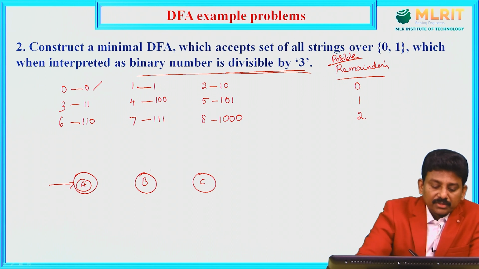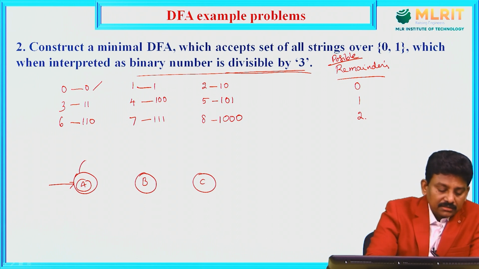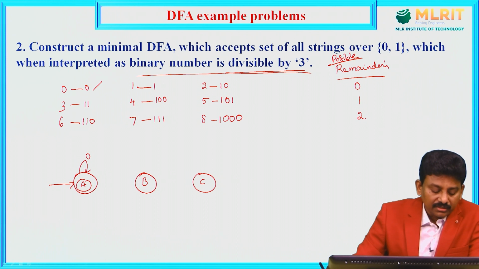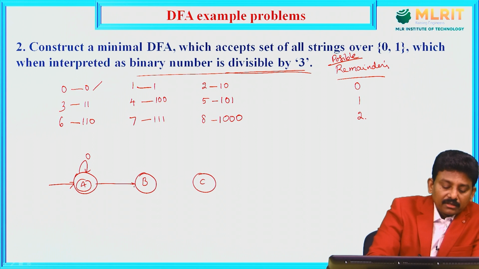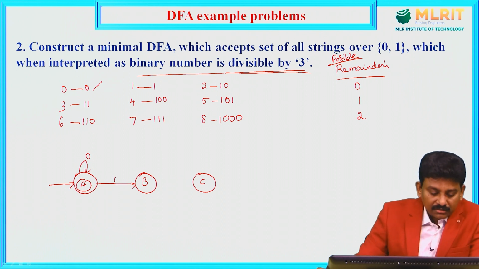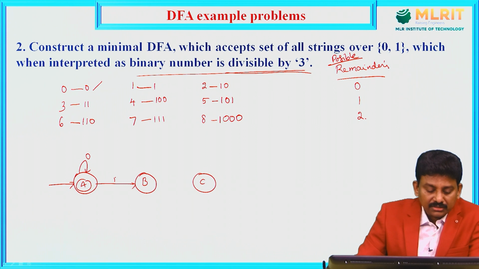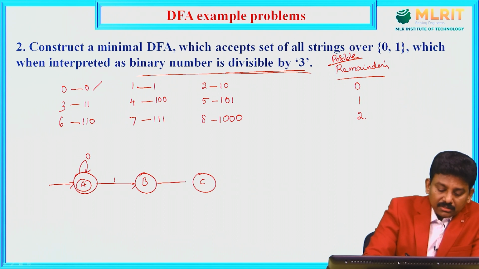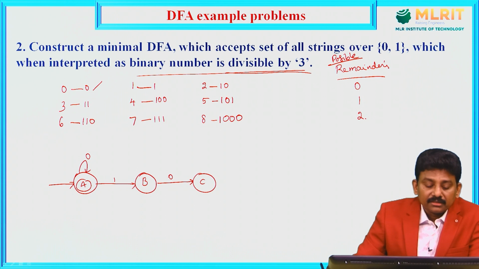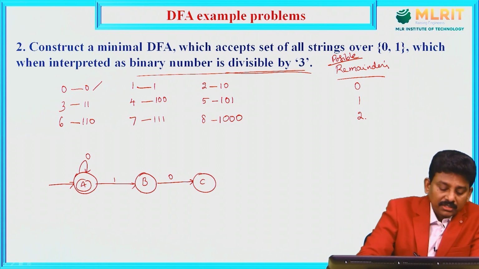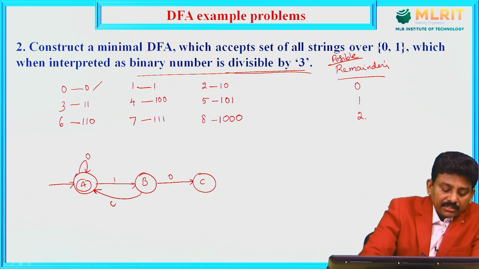First 0, binary number 0. If you read 0 in state A, stay in the same state. If you read 1 in A, that means 1 by 3, remainder 1 state, so I go to the remainder 1 state. Then in B, if you read 0, the previous symbol is 1, the current symbol is 0, that is 10, which is 2, so that is the remainder 2 state. If you read 1 in B, the previous symbol is 1, the current symbol is 1, that is 11, which is 3, 3 by 3, remainder 0, so I go back to the remainder 0 state for 1.